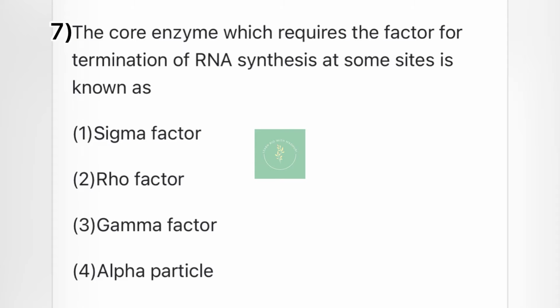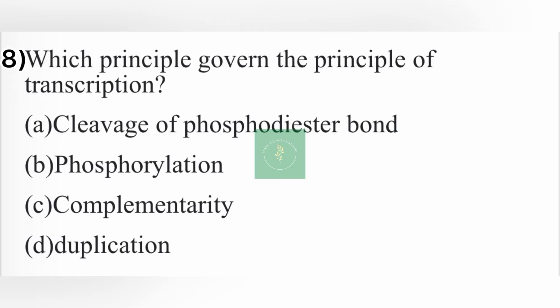Question number 7. The core enzyme which requires the factor for termination of RNA synthesis at some sites is known as option number 2, Rho factor, which is also called as terminator factor. Question number 8. Which principle governs the principle of transcription? And the option is 3, that is complementarity. This is because RNA and DNA sequences are aligned anti-parallel to each other. The nucleotide bases at each position in the sequences will be complementary.